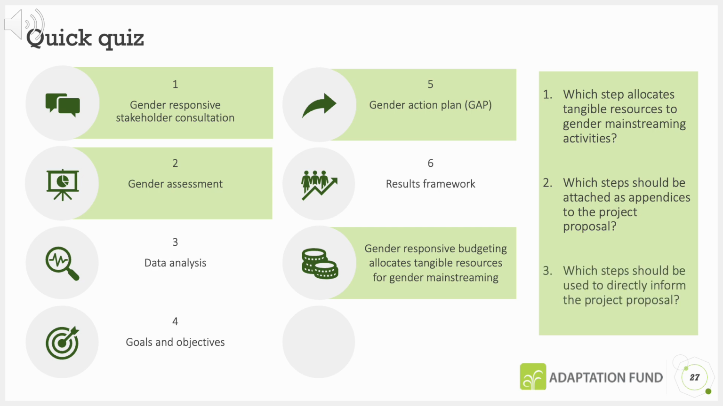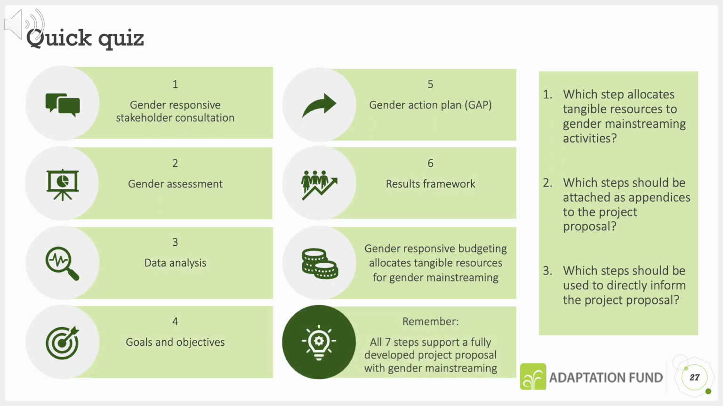And 3. Which steps should be used to directly inform the fully developed project proposal? Answer. All 7 steps should be used as a gender mainstreaming process to inform the fully developed project proposal.